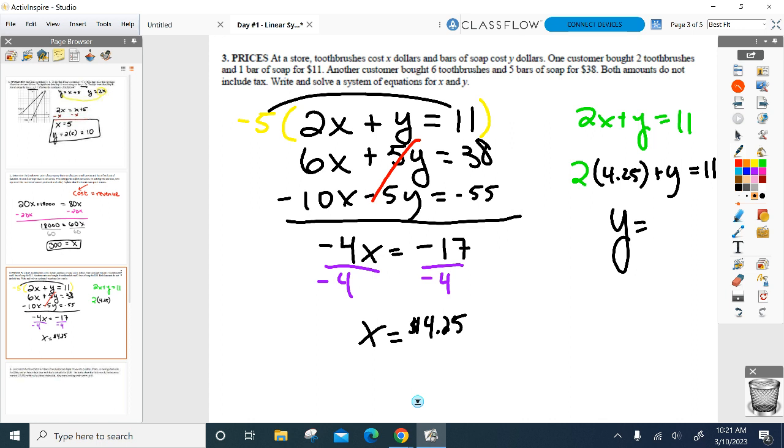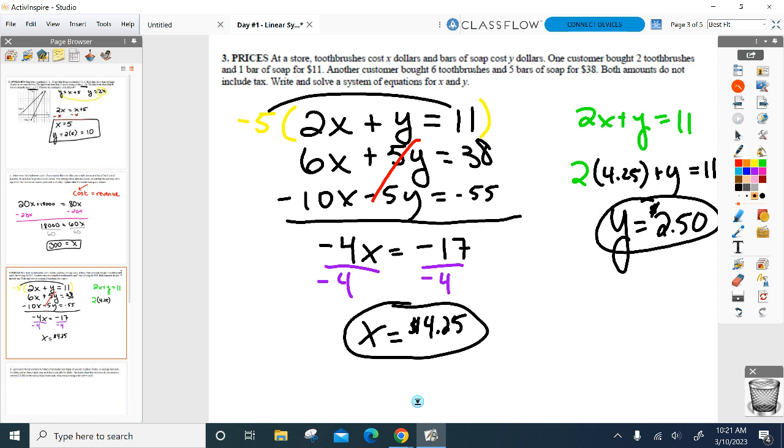These problems are outdated. Who buys a bar of soap for $1 anymore? All right, $2.50 for a bar of soap.